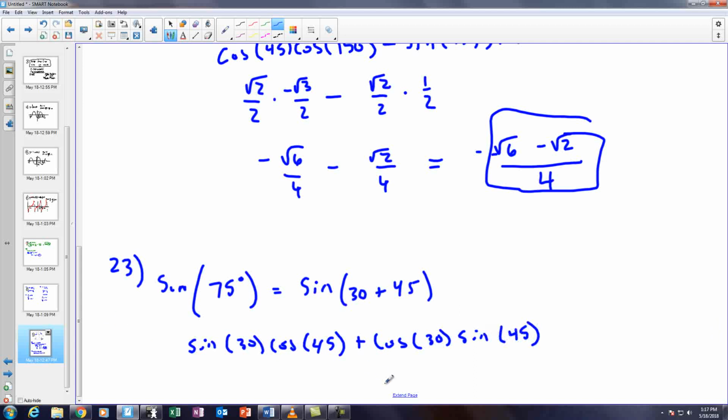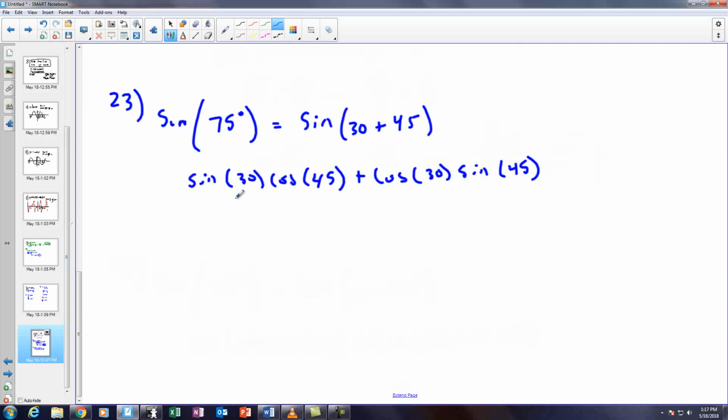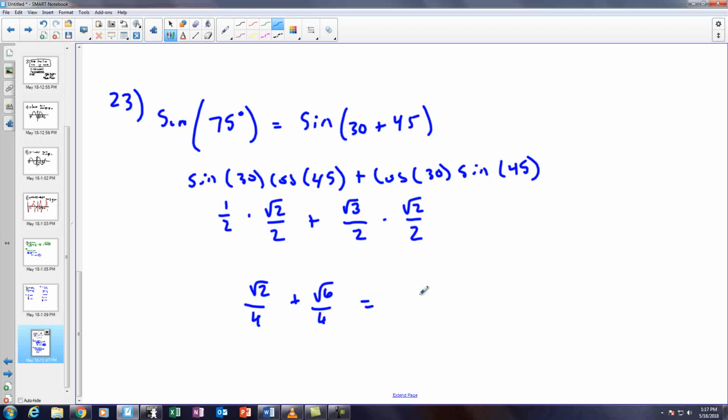I'm going to use my little trig knowledge so I don't have to go back up to the circle. If you look at the 30-degree angle for the circle, the sine, or y value, is 1/2. The cosine of 45, the x value, is root 2 over 2, plus the cosine of 30 is root 3 over 2, times the sine of 45 is root 2 over 2, leaving me with root 2 over 4 plus root 6 over 4, or root 2 plus root 6 all divided by 4.